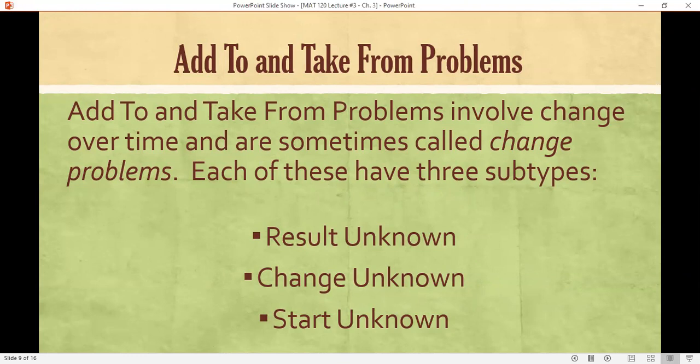So we're talking about an add to problem or a take from problem. A problem like that involves a change over time. For example, Anthony has 10 pencils. Tomorrow, Anthony found 3 pencils. So now, how many does Anthony have? Time has passed, and the reason why we have add to or take from is because originally there was an amount, that was our start amount. Then there was a change amount, and now there is a result amount, okay?